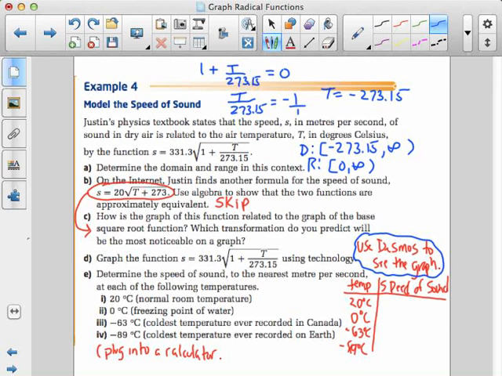So how has our graph been transformed? First of all, we have an A value of 20. That means that we have been vertically stretched by a factor of 20. To me, I think that's going to be the most noticeable one. Our y values keep being 20 times as much. But you can take a look at the graph and see if you think that's the most noticeable one.